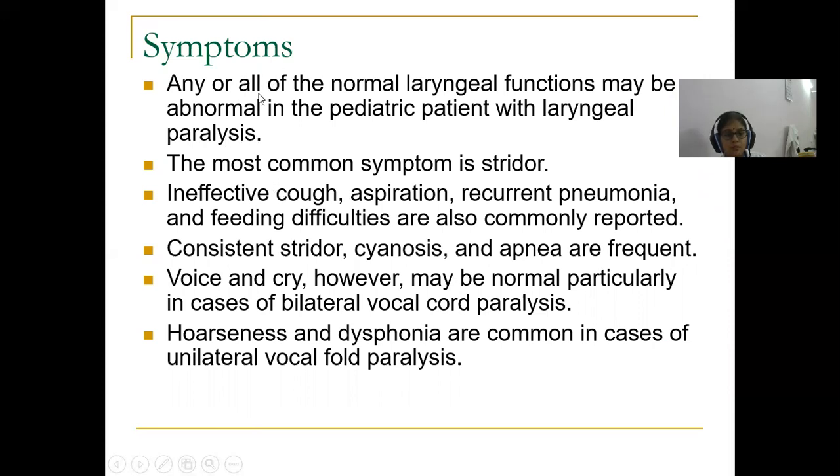The most common symptom with which the child comes to the hospital is stridor. Ineffective cough, aspiration, recurrent pneumonia, and feeding difficulties are also reported. Consistent stridor, cyanosis, and apnea are frequent. Voice and cry, however, may be normal, particularly in cases of bilateral vocal cord paralysis. Hoarseness and dysphonia are common in cases of unilateral vocal cord paralysis.